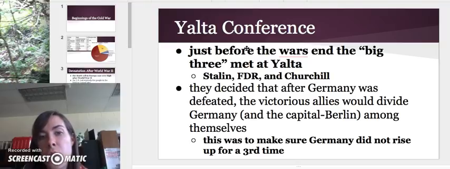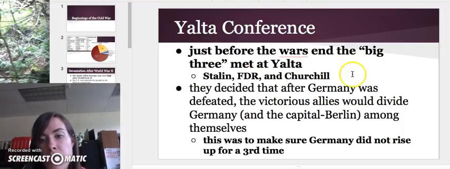So near the war's ending, at the Yalta Conference, just before the war's end, the big three met at Yalta, right? Just the people that I just said, Stalin, Franklin Roosevelt, and Winston Churchill of Great Britain. And they decided that after Germany was defeated, the victorious Allies would divide Germany and the capital, Berlin, among themselves. And we'll look at a map in class, but Germany, being the whole country, is split down the middle, as well as Berlin, which we're going to actually look at in just a second. Berlin is also split down the middle.